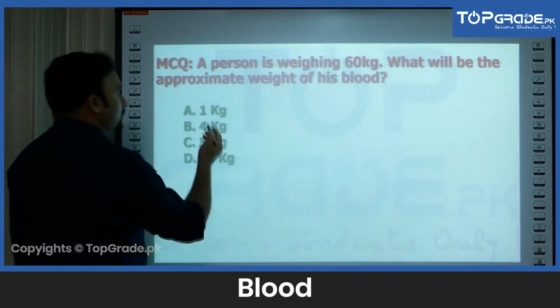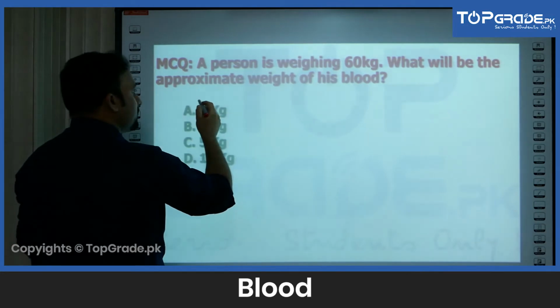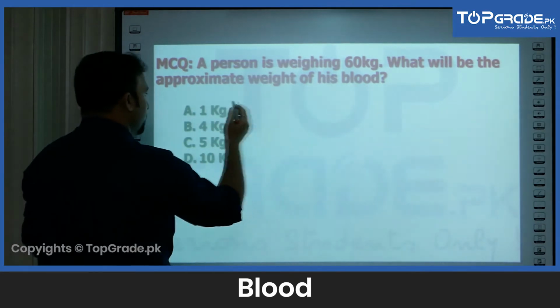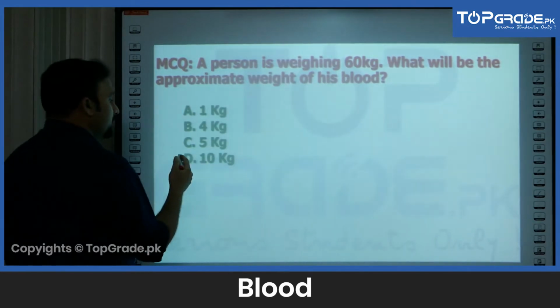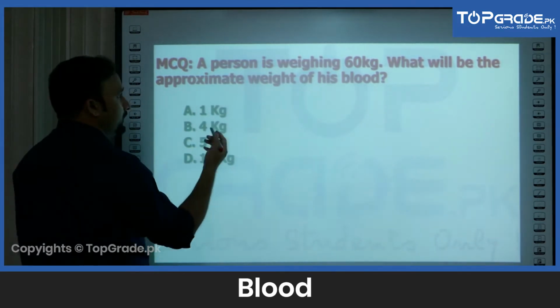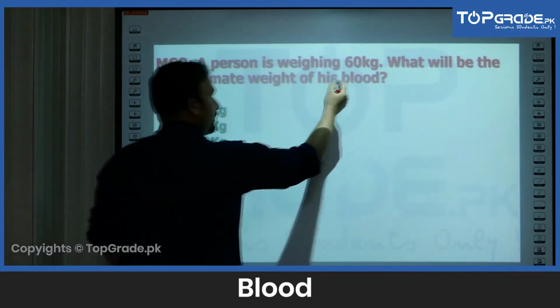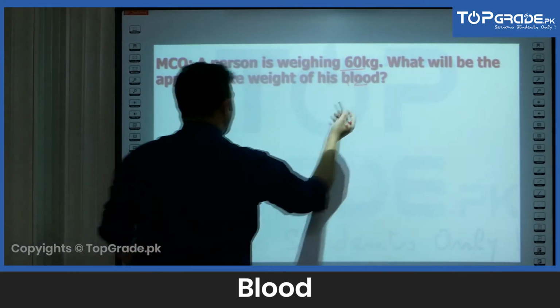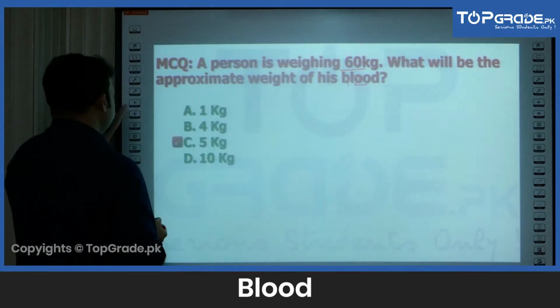I have a question for you. A person is weighing 60 kilogram. What will be the approximate weight of his blood? A option is 1 kilogram, B option is 4 kilogram, C option is 5 kilogram, and D option is 10 kilogram. So basically the weight of blood is 1/12 of the body weight. So 60 divided by 12, the best response to this question would be 5 kilogram, that is C.